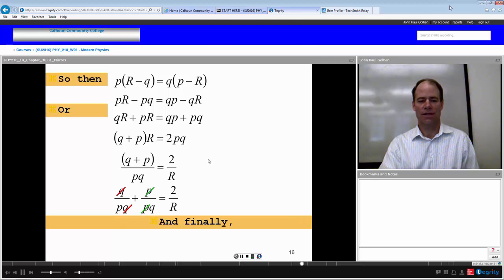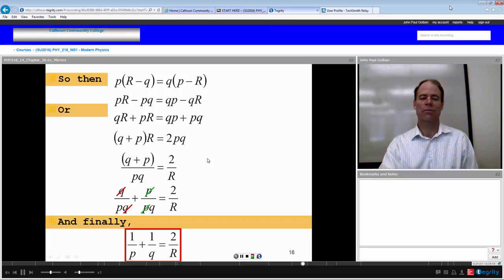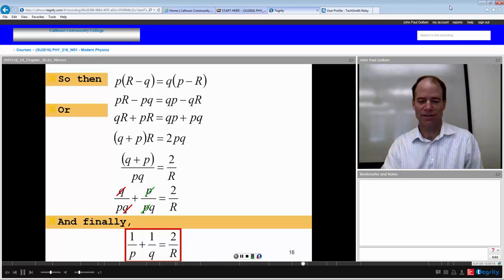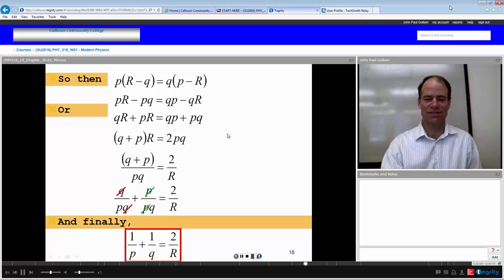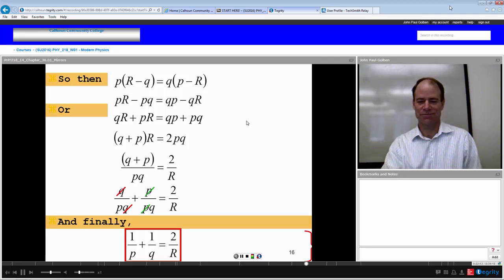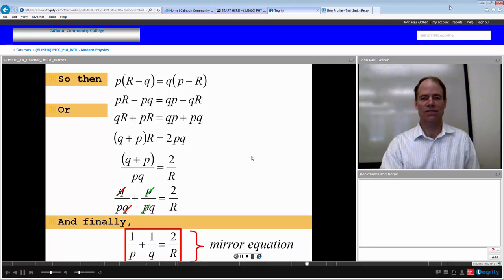Finally, I get 1 over p plus 1 over q is equal to 2 divided by r. So 1 over the object distance plus 1 over the image distance is equal to 2 over the radius of curvature of the mirror. How about that? This is one form of what is called the mirror equation.